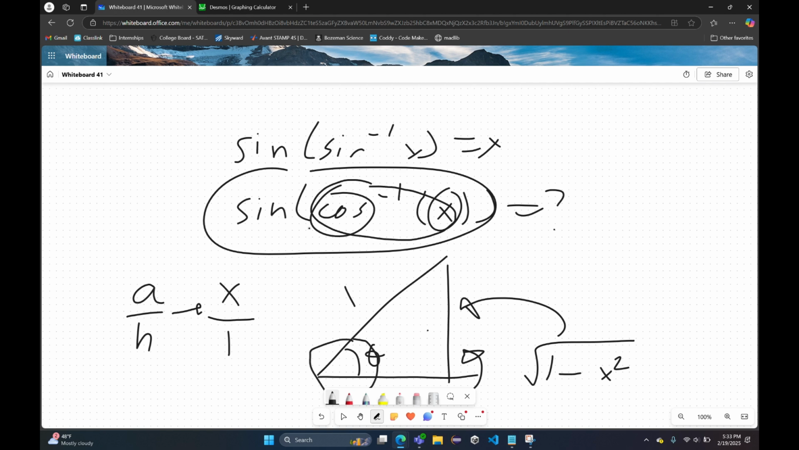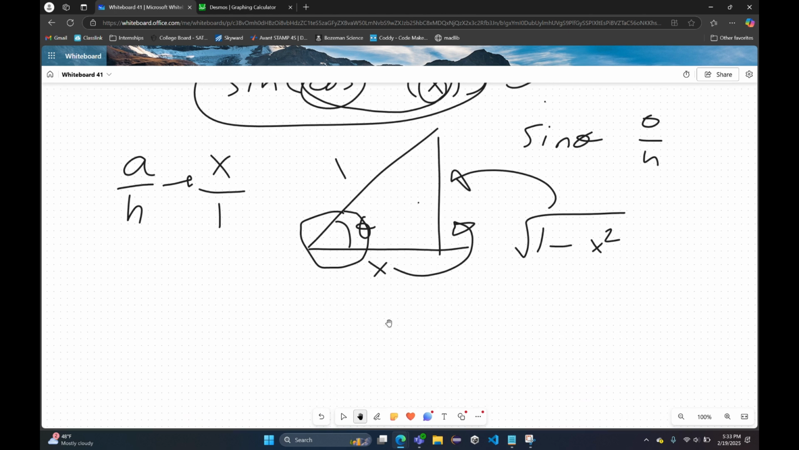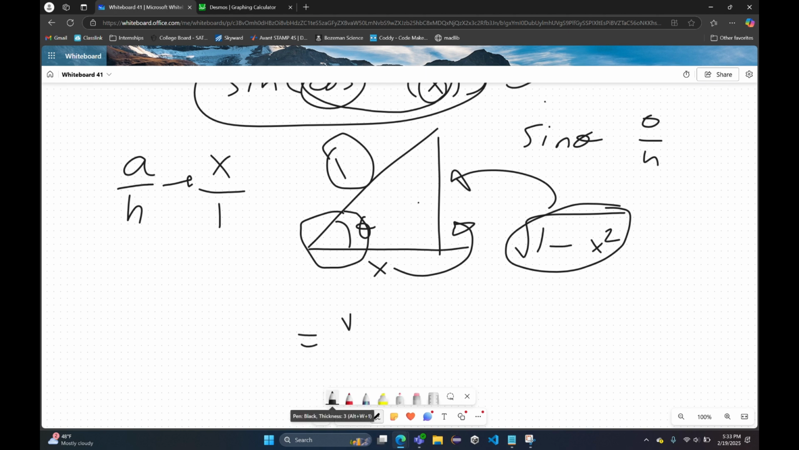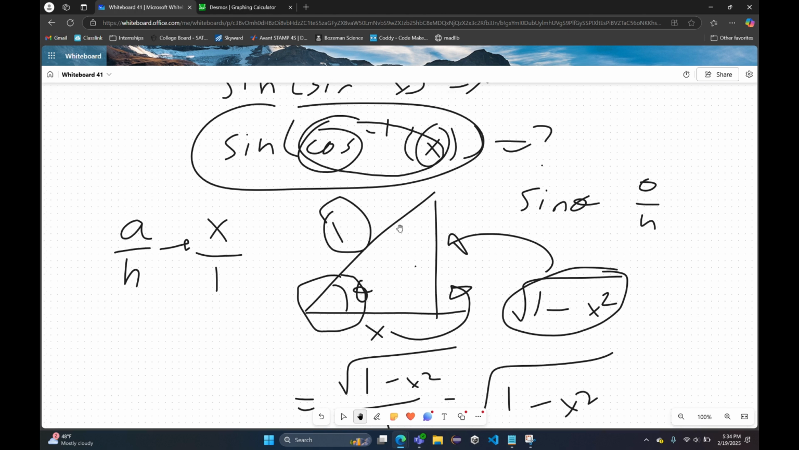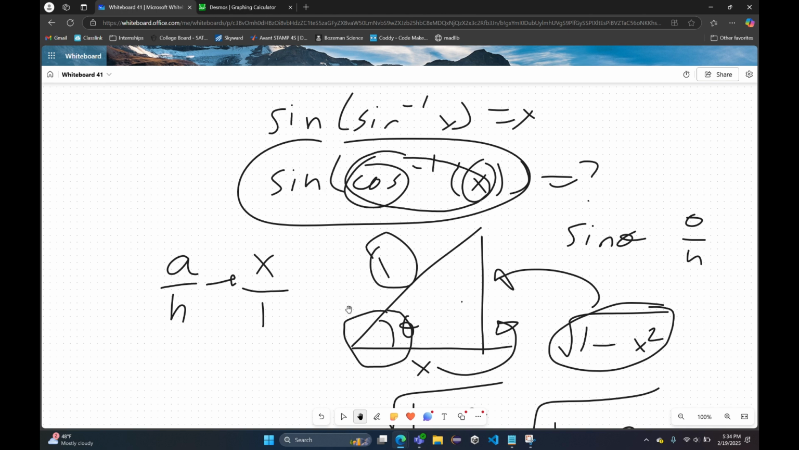So now we can figure out what sine theta is. Sine theta is just the opposite over the hypotenuse. So we know that the opposite here is this thing that we just found, and we know the hypotenuse is 1. So this thing is just going to equal the square root of 1 minus x squared divided by 1, or just the square root of 1 minus x squared. So whenever you see a composition of functions like this, go back to your triangle, solve for all of the sides, and then from there you'll be able to substitute it back in.